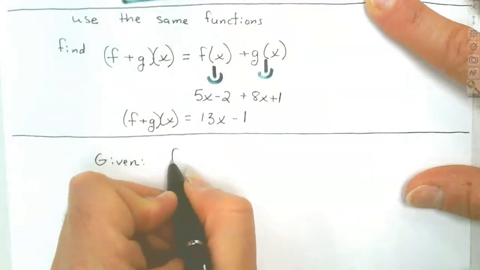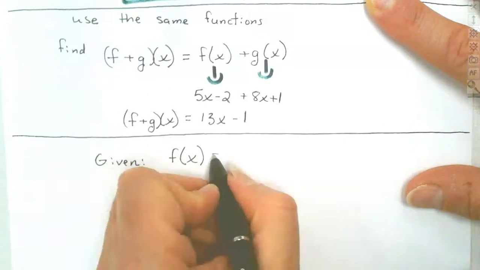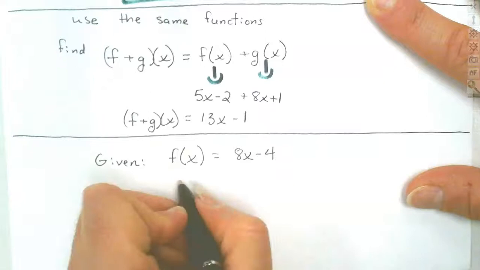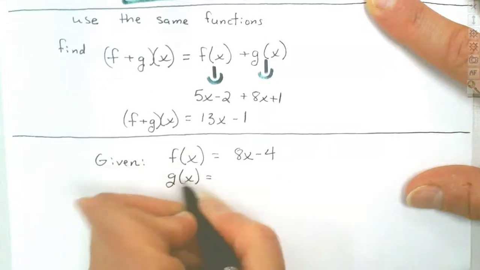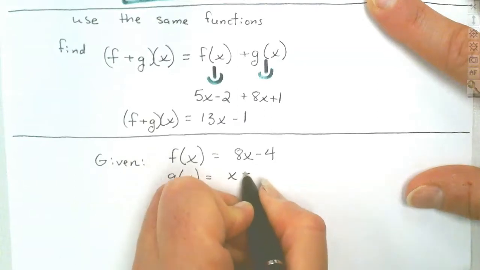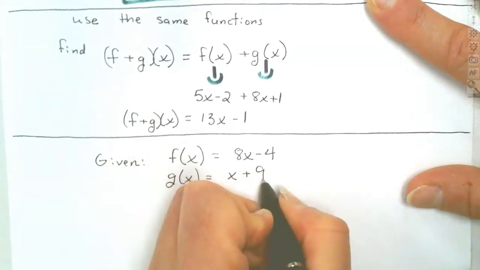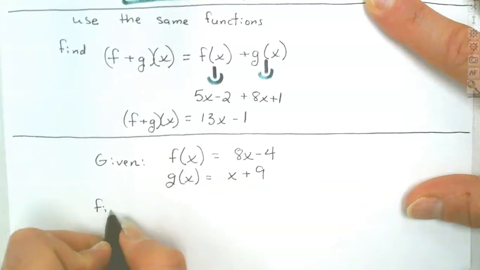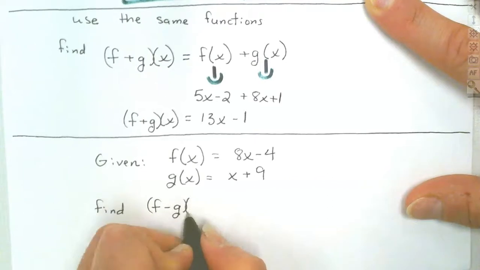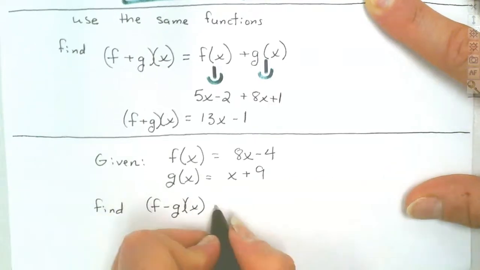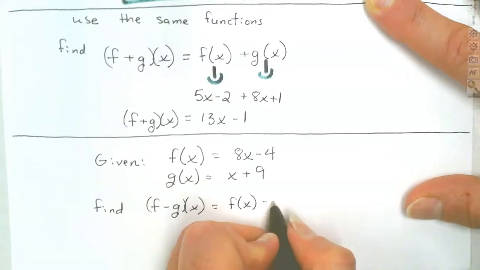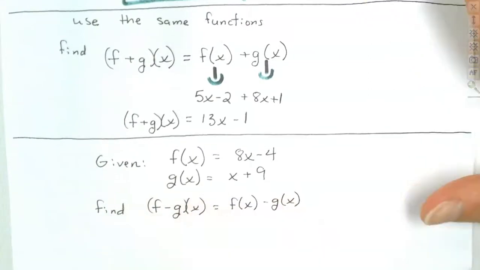And let's say you're given f of x to be 8x minus 4 and g of x to be x plus 9. And I want you to now find f minus g of x. So rewriting, that is simply f of x minus g of x.